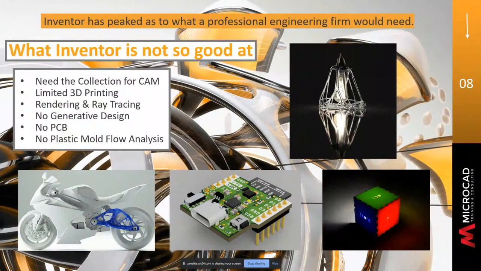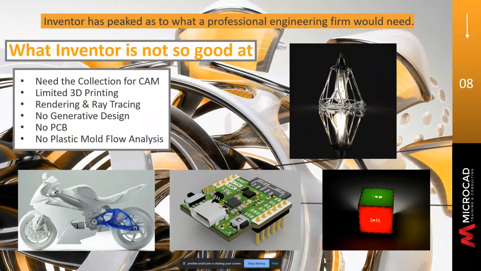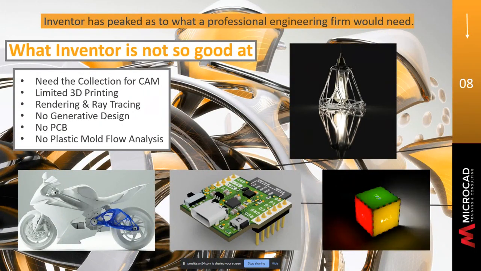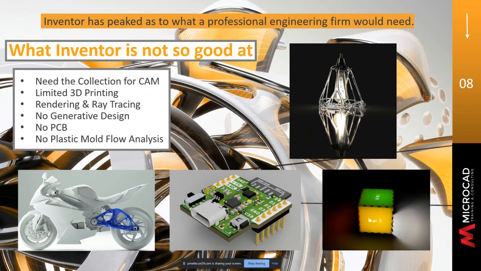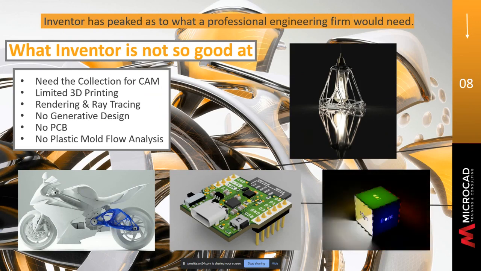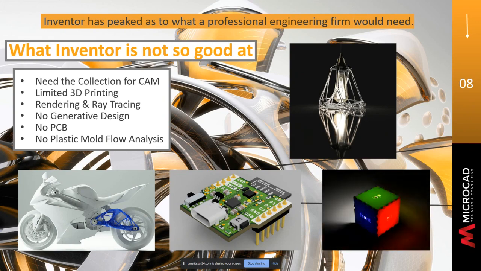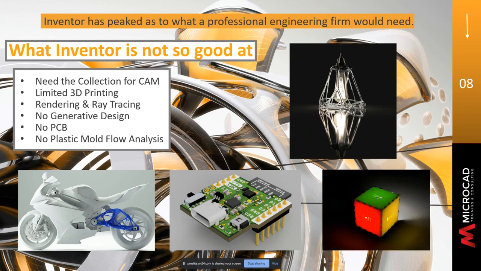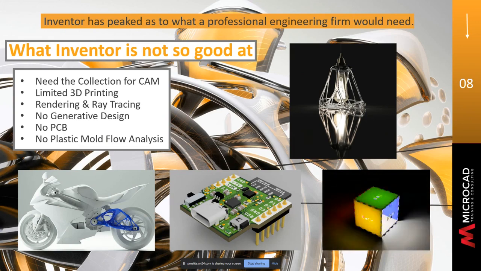So here's a few examples of what maybe Inventor is not so good at. One thing to note is Inventor has peaked as to what a professional engineering firm would need. One of the downsides is you need the collection for a few of the added features, such as CAM and nesting. It has a limited 3D printing ability, although you can do it, it's limited.